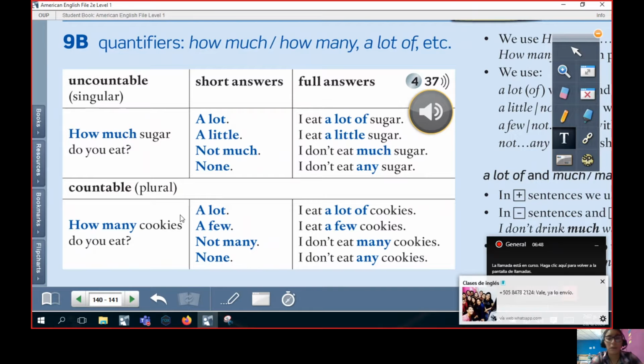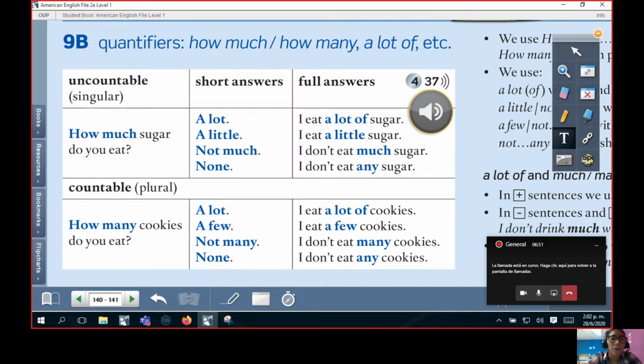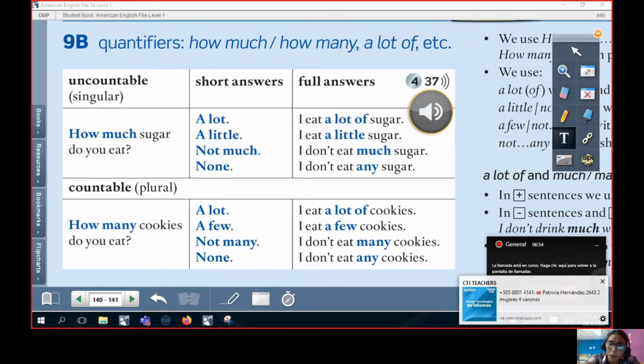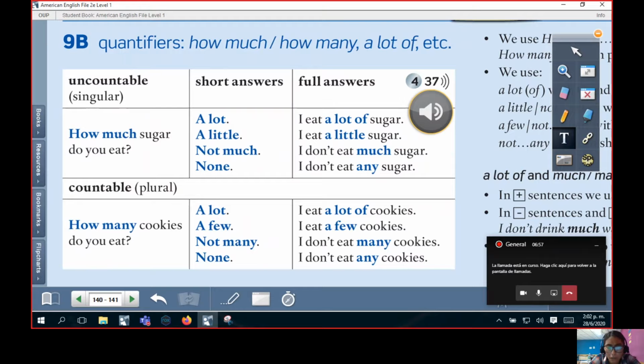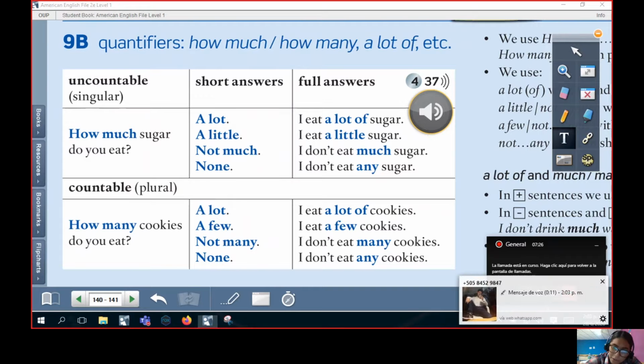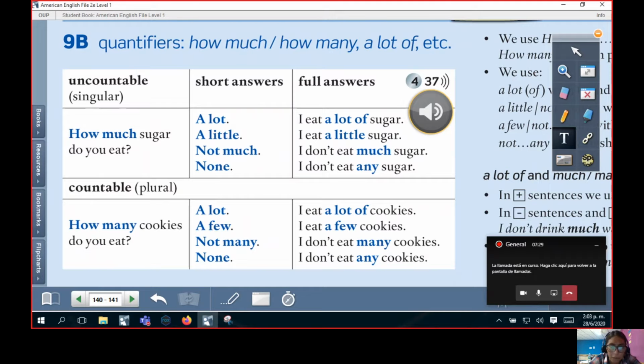Then we have in the countable part the plural form that we say how many students do you have? How many cookies do you eat? How many bananas do you buy per day? You can use in the short answers a lot, a few, not many, none. For example, I eat a lot of cookies. I eat a few cookies. I don't eat many cookies. I don't eat any cookies.